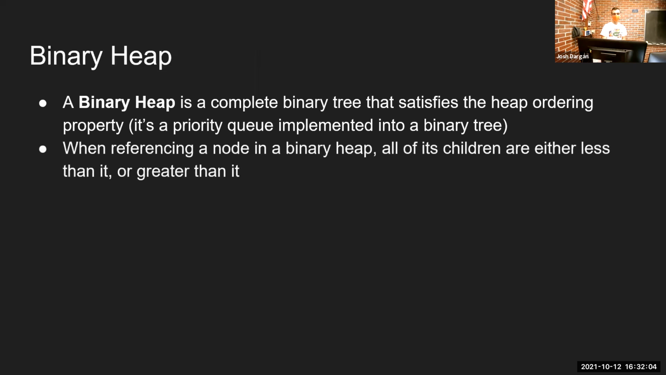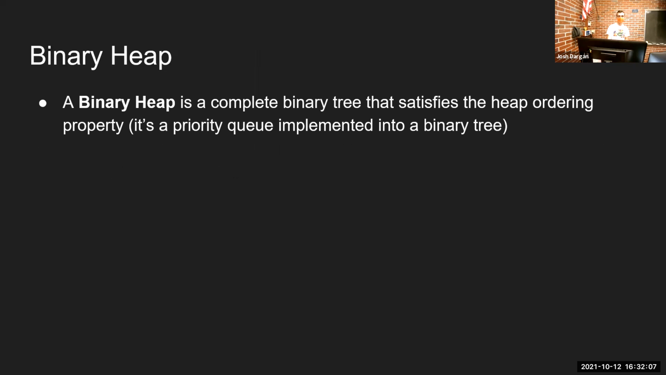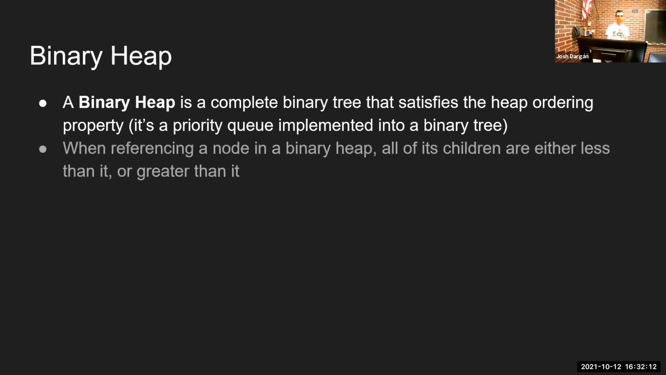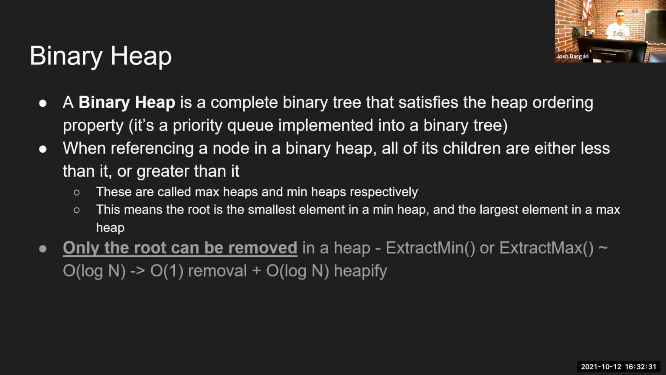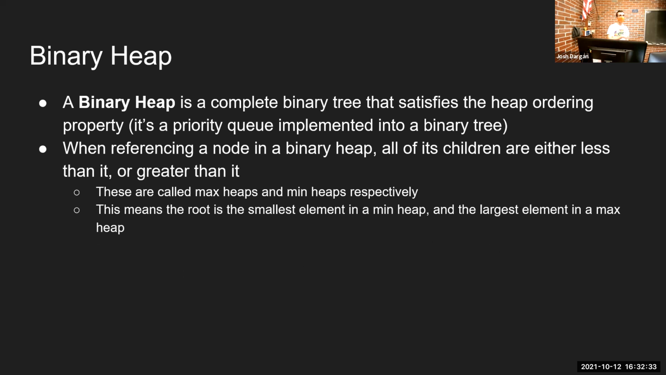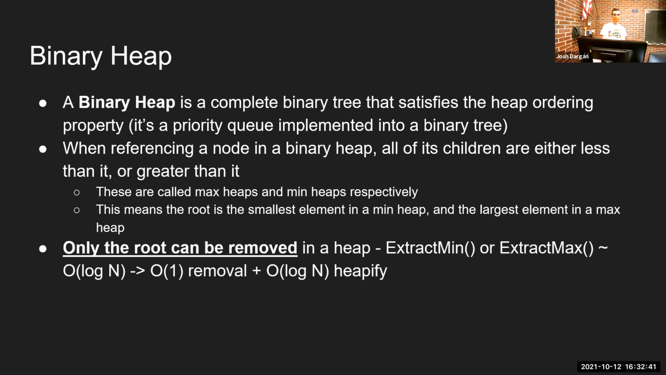A binary heap is a complete binary tree that satisfies the heap ordering property. So when you're referencing a node in a binary heap, either all of its children are of lower priority than it, or higher priority than it. Those are known as max heaps or min heaps, respectively. The smallest element in a min heap is the root. The largest element in a max heap is the root. And only the root can be removed.